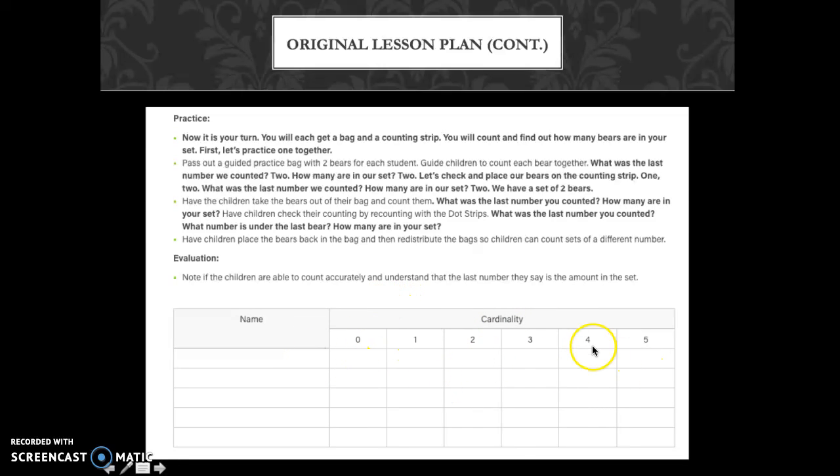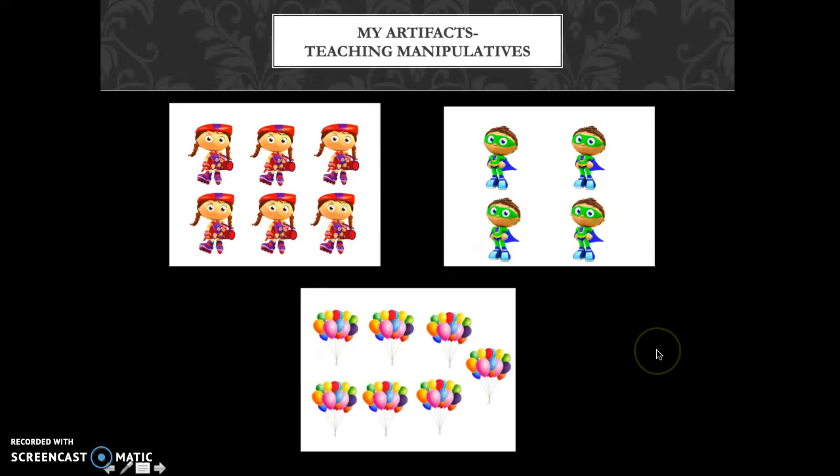This is just the continued plan, the bottom of it, and then our assessment, the evaluation. This is a small group lesson. I would ask each student in my small group to count 0, then 1 through 5.